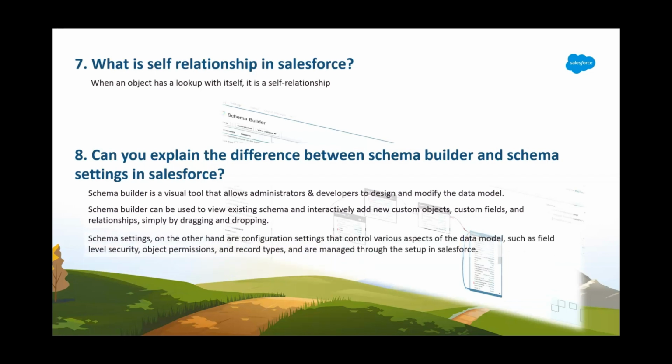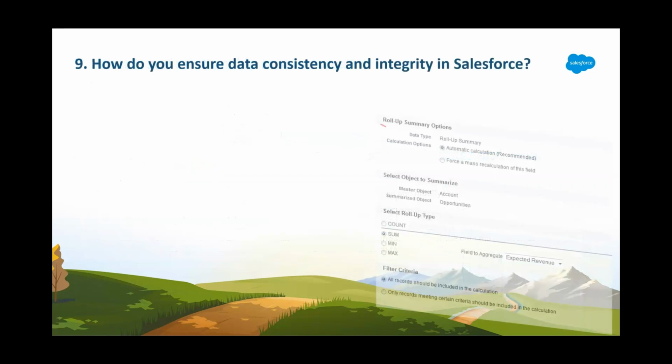Schema settings, on the other hand, are configurational settings that control various aspects of data model such as field level security, object permissions, and record types, and are managed through the setup in Salesforce.